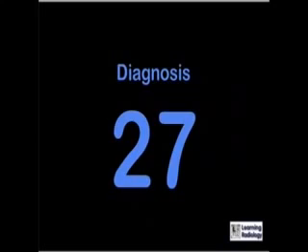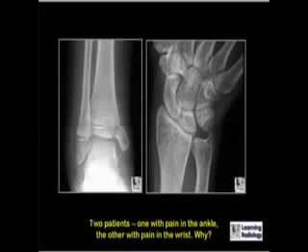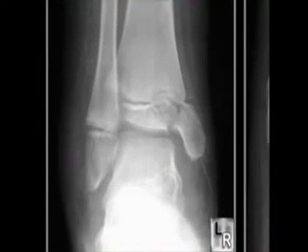There are two patients, one with pain in the ankle, the other with pain in the wrist. Why do they have pain?